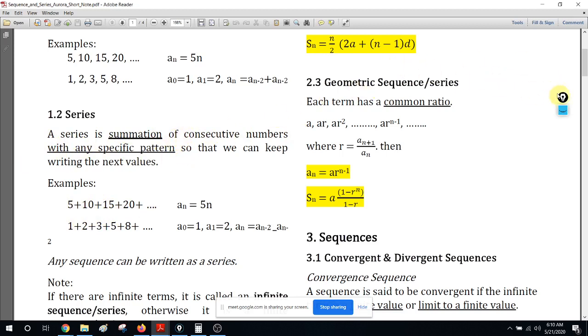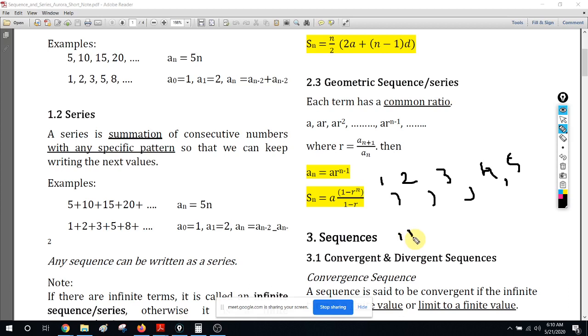Instead of consecutive numbers with any specific pattern, I can just put sequence. So a series is the summation of the values of a sequence. Those are highly related concepts. For example, if I have a sequence like 1, 2, 3, 4, 5, etc., then the relevant series is going to be 1 plus 2 plus 3 plus 4 plus etc. From any sequence we can create a series, so every sequence has a corresponding series. That is a very simple thing, nothing complicated.